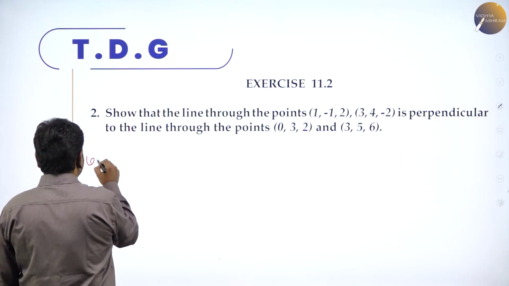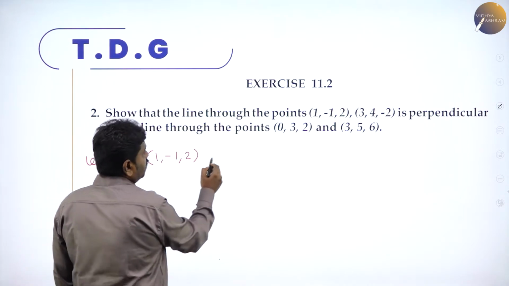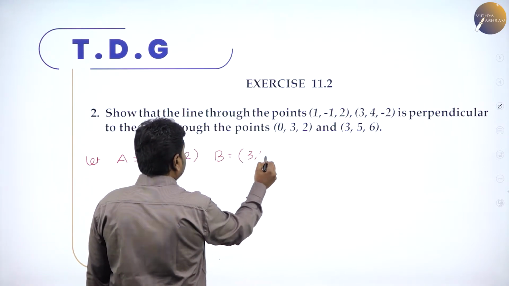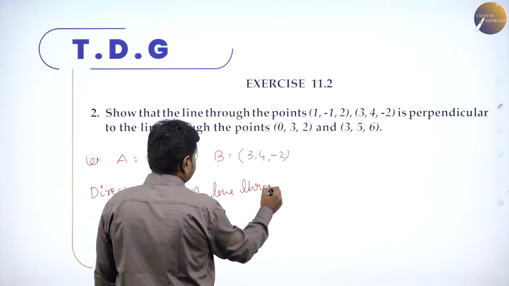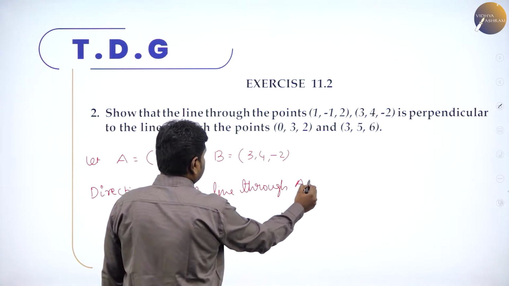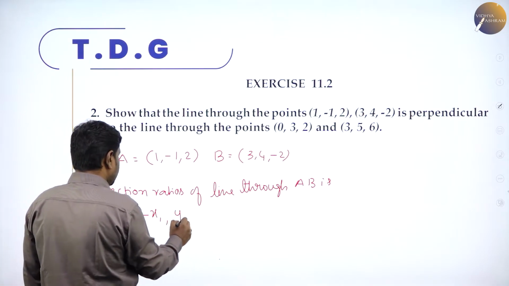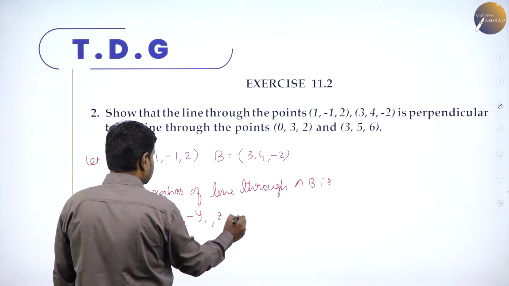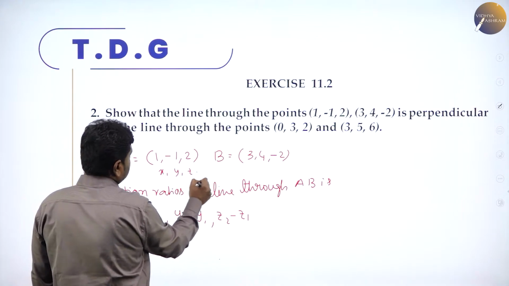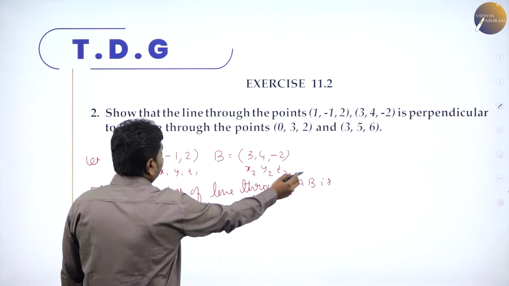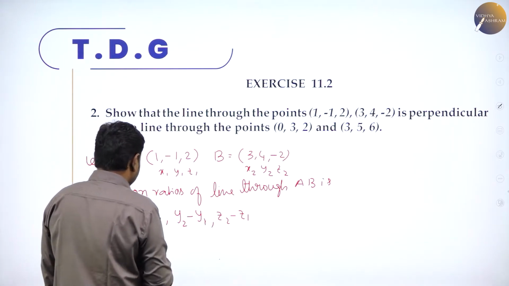Now let us assume the points. Let A be the point 1, minus 1, 2 and B be 3, 4, minus 2. Now the direction ratios of the line through A and B are x2 minus x1, y2 minus y1, z2 minus z1. We call them a1, b1, c1. The first point is x1, y1, z1 and the second point is x2, y2, z2. How to find direction ratios of a line joining points? x2 minus x1, y2 minus y1, z2 minus z1 gives you the direction ratios.